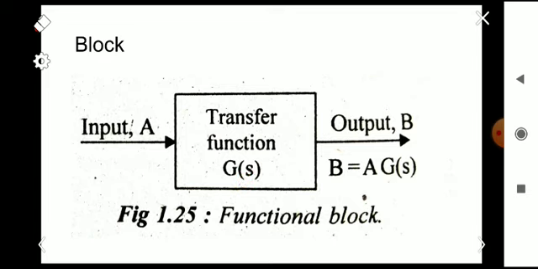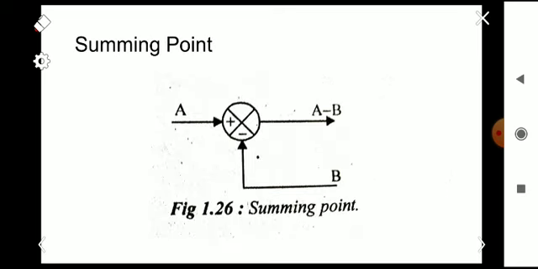So normally the arrows indicate the direction of the flow of signals. So the arrowhead pointing towards the block indicates the input, and the arrowhead leading from the block represents the output. So such arrows are referred to as signals. Okay, and we know that the output signal from the block is given by the product of input signal and the transfer function of the block G of s.